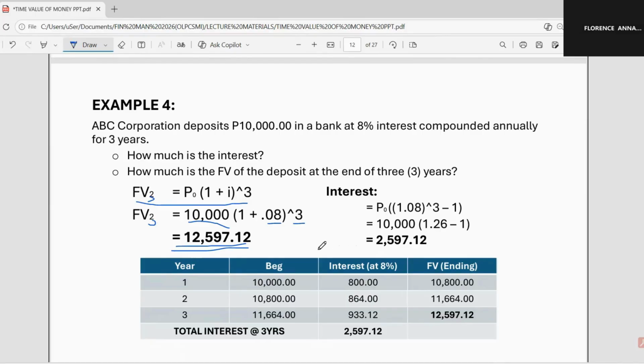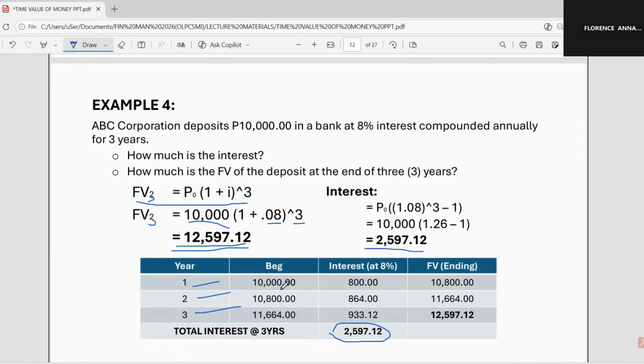So, how much is your interest? You can actually just deduct 10,000, your principal, from the 12,597, and you'll get 2,597.12, or you can also do this, which is 1 plus interest rate raised to number of periods less 1 times your principal, you'll get your interest. Or pwede rin, you can use a table, katulad nung kanina, for period 1, 2, and 3.